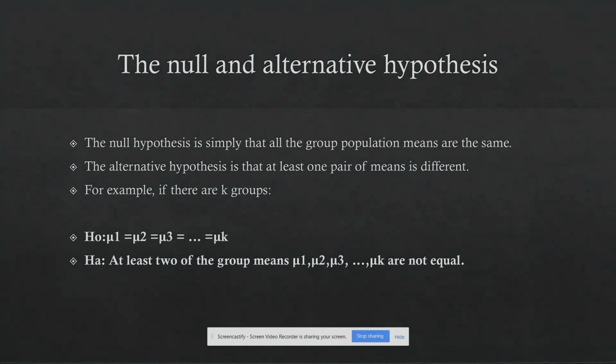talking about means. So if I write out the null down here and I want to write it shorthanded, I can do the null is that mean 1 equals mean 2 equals mean 3, all the way up to the mean of the number of samples I have. My alternative is at least 2 of the group means are not equal.